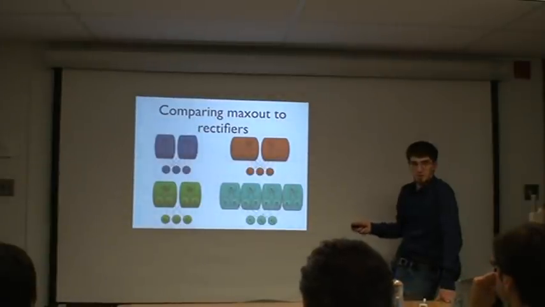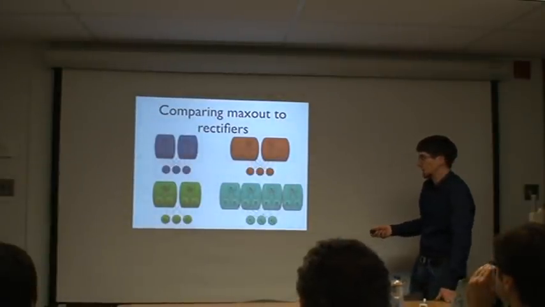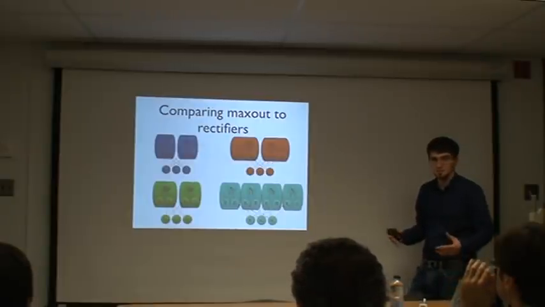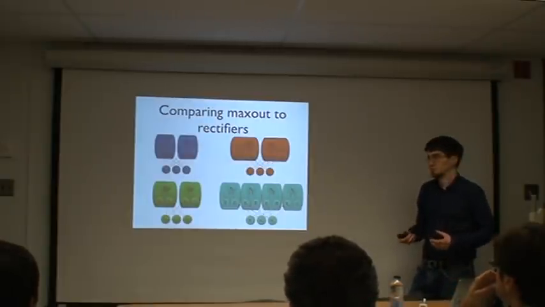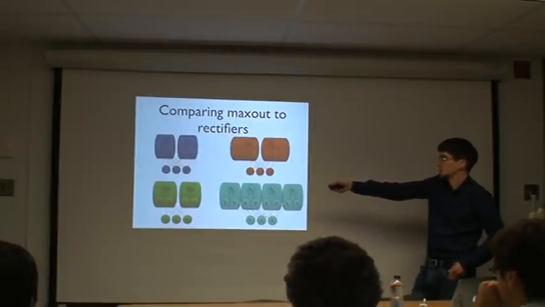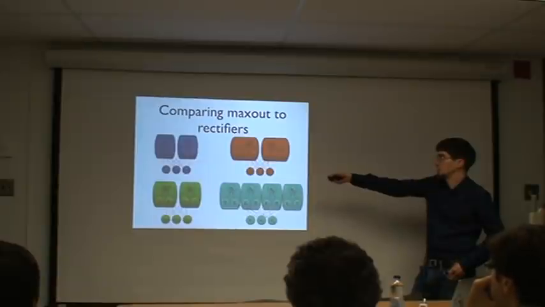If we compare MaxOut to various sizes of rectifiers, it's a little bit tricky to make the comparison fair because there's different numbers of parameters and different numbers of units. This blue network here represents the MaxOut network. We've got 2 different filters per layer, or per unit, sorry.